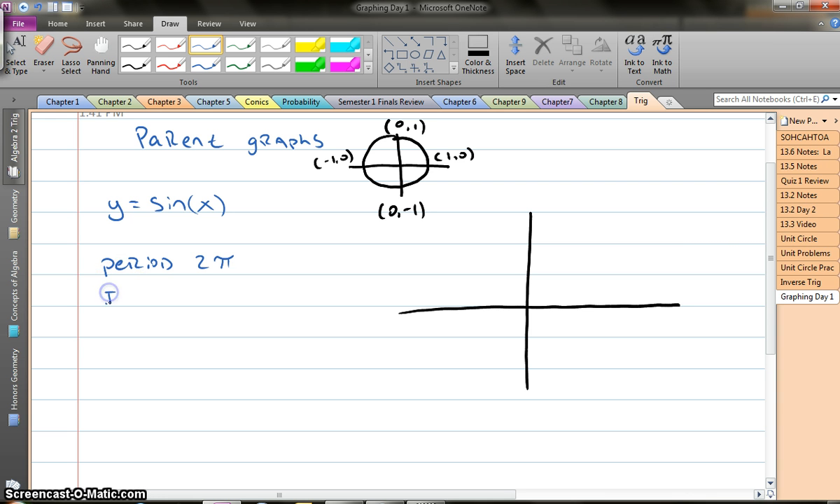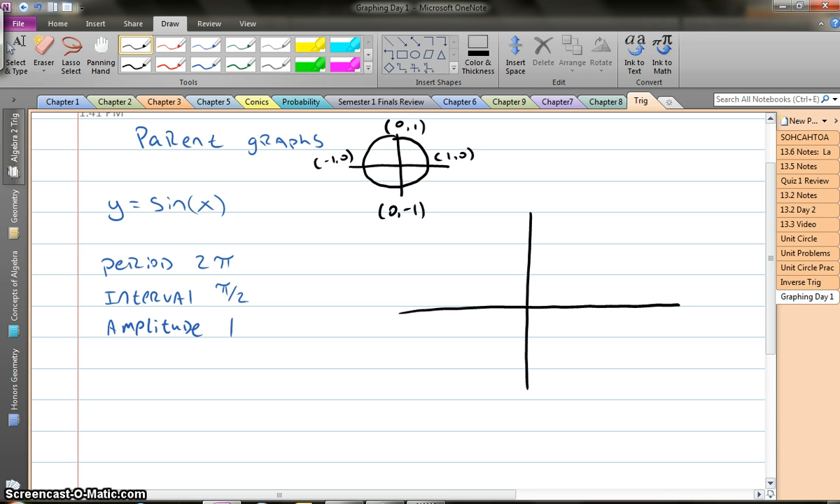Now, your interval, again, today is going to be pi over 2. And our amplitude is going to be 1. Our amplitude is going to change as we move along, and I'll explain each one as we go. So, our amplitude is going to be 1.